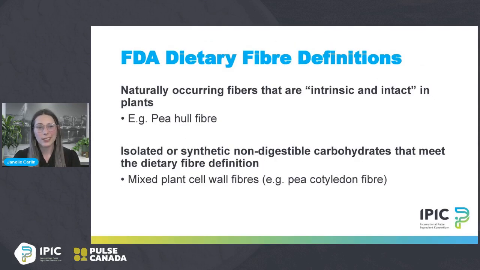We also have similar descriptions in the FDA. However, here their dietary fibers are categorized as either being intrinsic and intact, naturally occurring. So this is where pea hull fiber currently falls under. And there's another area of dietary fibers that are described under the FDA as isolated or synthetic non-digestible carbohydrates that do meet that definition to be a dietary fiber. And pea cotyledon fiber is able to be classified as a mixed plant cell wall fiber under this particular definition.